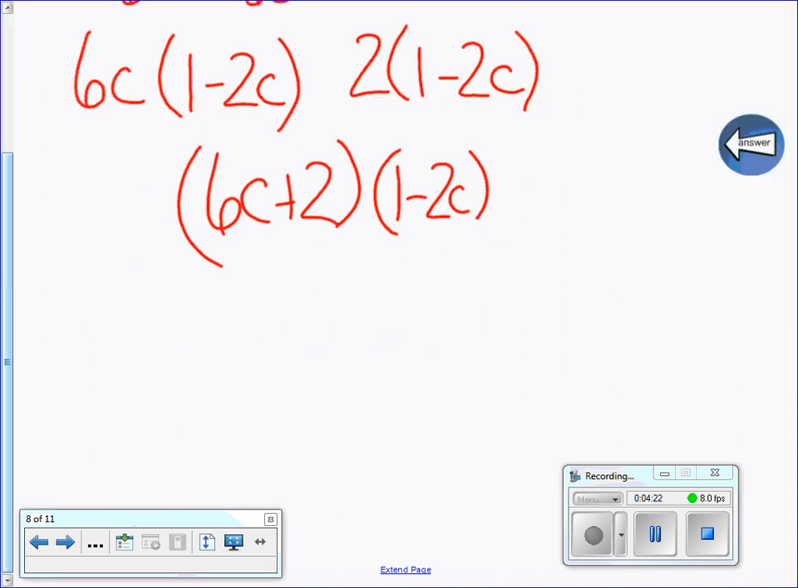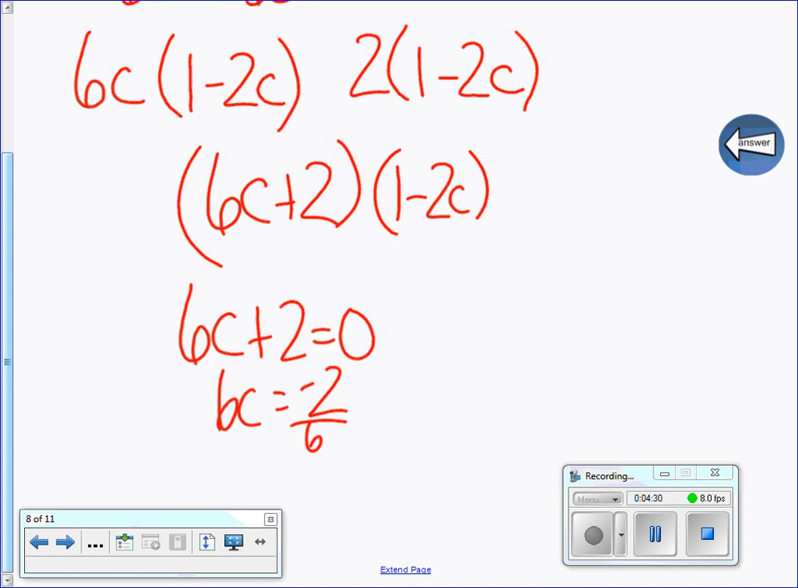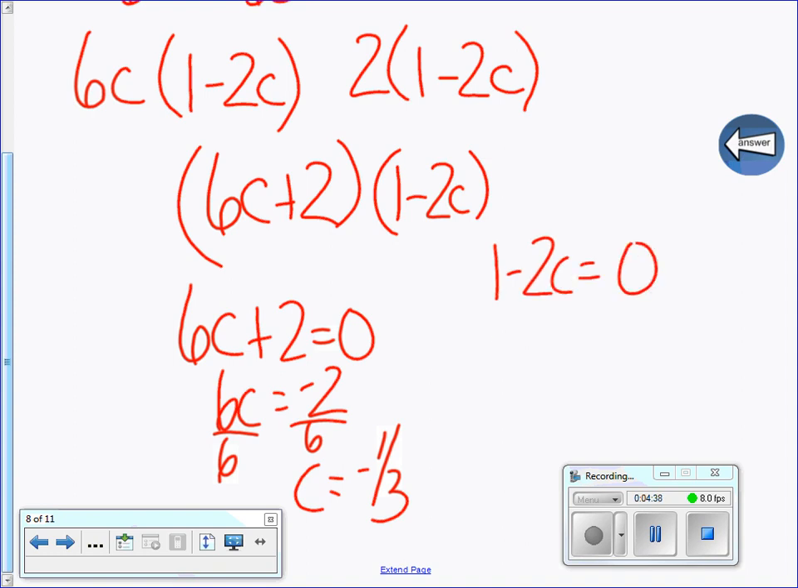Set both of my factors equal to 0. 6c plus 2 equals 0. 6c equals negative 2. Divide both by 6, and I get c is equal to negative 1/3. 1 minus 2c equals 0. Negative 2c equals negative 1. Divide them both by negative 2, and I get c equals 1/2.